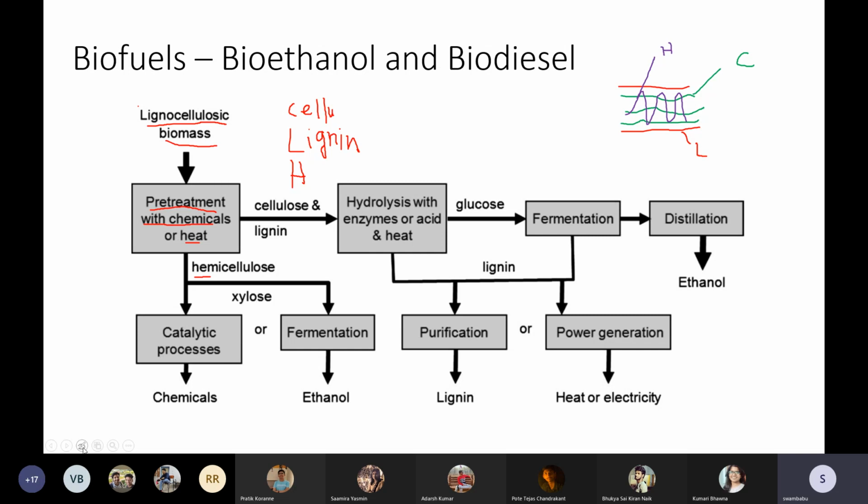So this wood, the lignocellulosic biomass, is cut into small pieces. These are called wood chips. These wood chips are crushed into very fine particles.